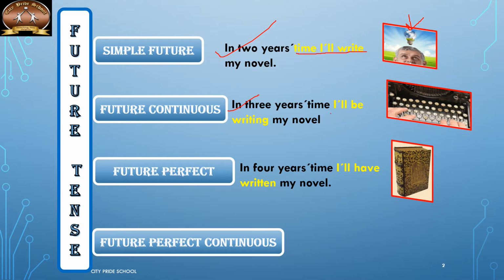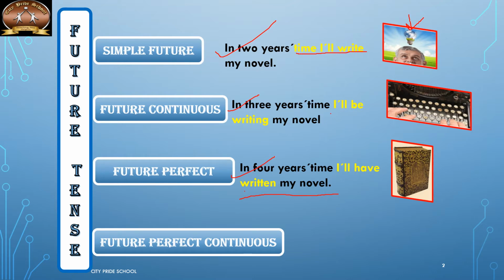Then the third sentence is, in 4 years' time, I'll have written my novel. That means this action of writing a novel will get over. And how much time will it take? 4 years' time. This is perfect, and it talks about an action that is finished.